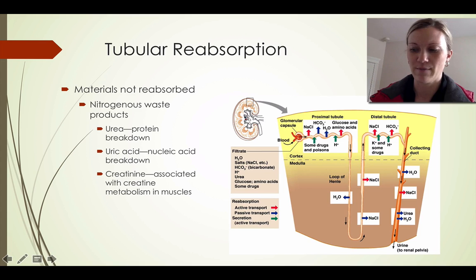So here's just a diagram of kind of what this looks like. It's trying to tell you what is active. So your active transports are going to be shown in red.